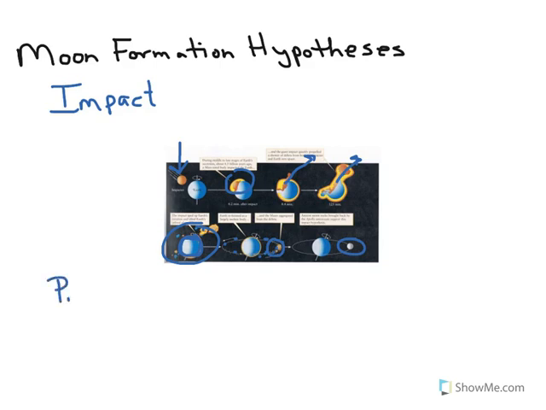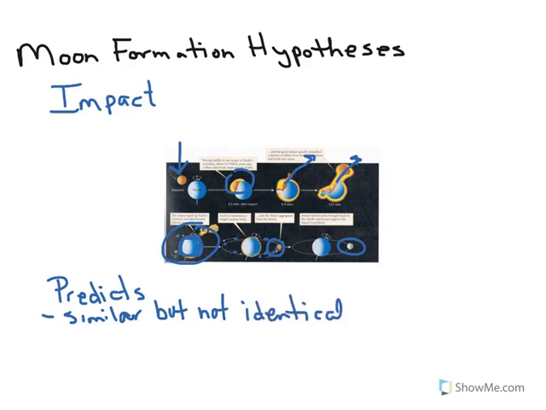So the prediction for this hypothesis is that it's going to be similar in composition, but not identical. Because the impact is going to generate a lot of heat, the moon should lack materials that vaporize easily.